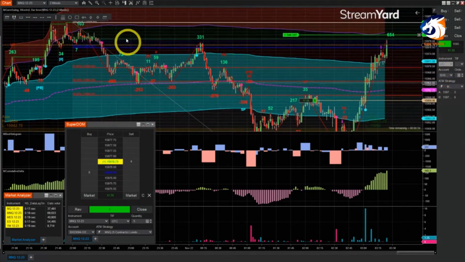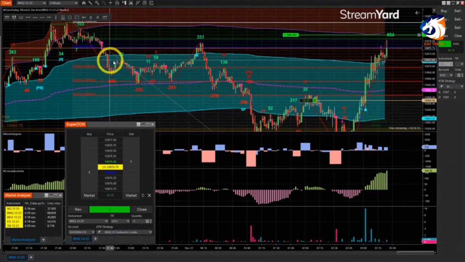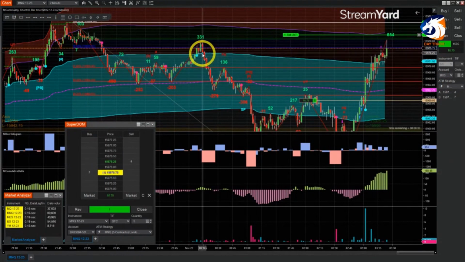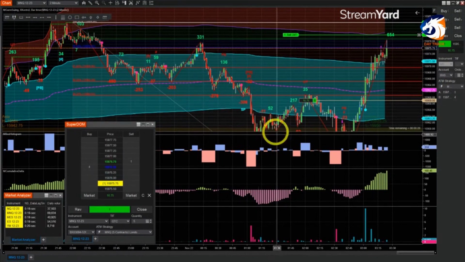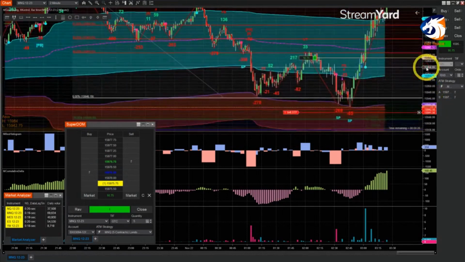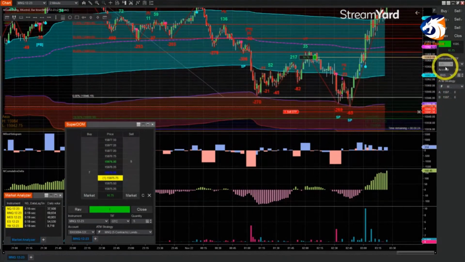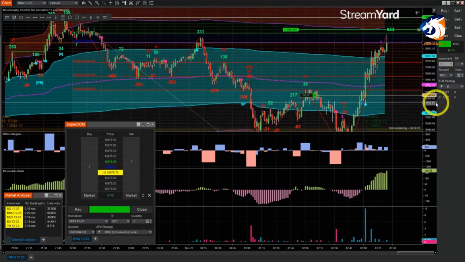And sometimes you're coming from here. That's what it's going to do. It's going to test the VWAP, go up to the plus one deviation, and then continue going back down and testing the other side, which it did to the minus two. So that's why it's really important to know your patterns.